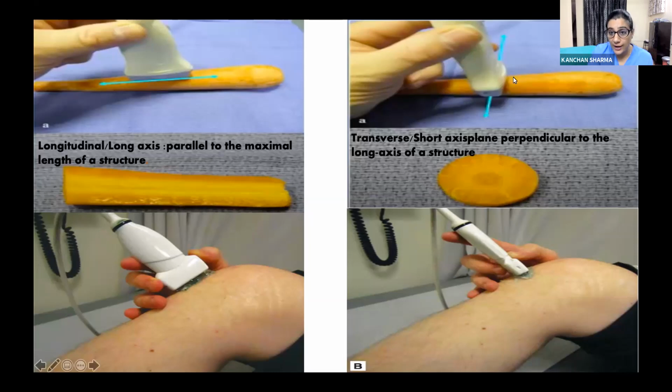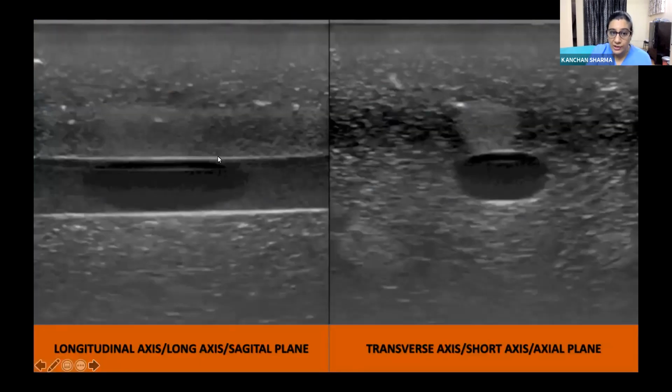And this becomes the short axis that is perpendicular to the long axis, fine? You should always remember whether we are looking at a structure in long axis or in short axis. If I'm looking at a structure in a long axis, how is that structure going to look? It is going to look tubular. If I'm looking at that structure in the short axis, it is going to look round. Fine. So that is another way to remember it.